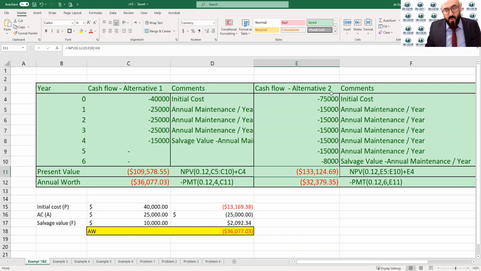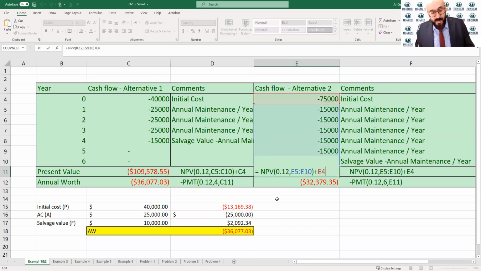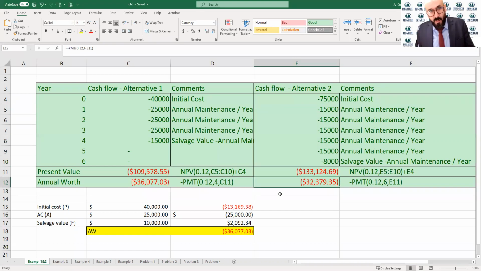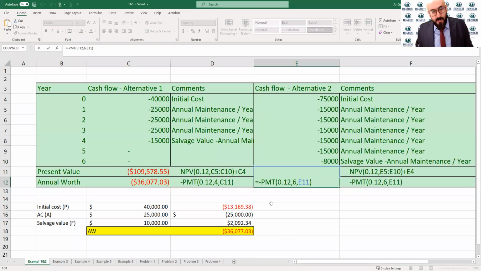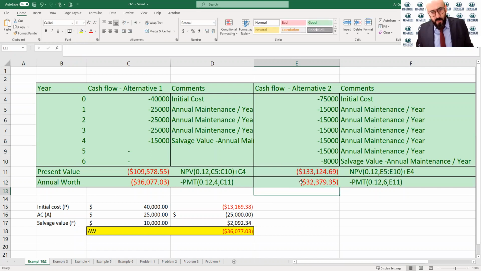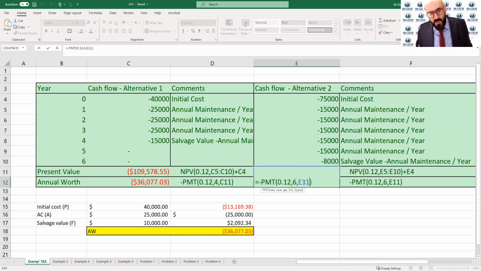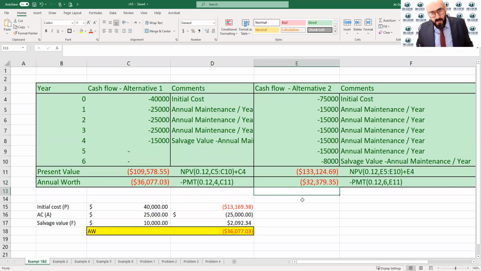And now what we need to do, once you build the cash flow table, go ahead and apply the net present value. The net present value will show you the present worth of this alternative, which is 133. And once you do this, you calculate the payment, what would be the annual worth for this alternative, and that would give you 32,300 based on a PMT function, 12% for 6 years, and we selected E11 to convert it into an annual worth.